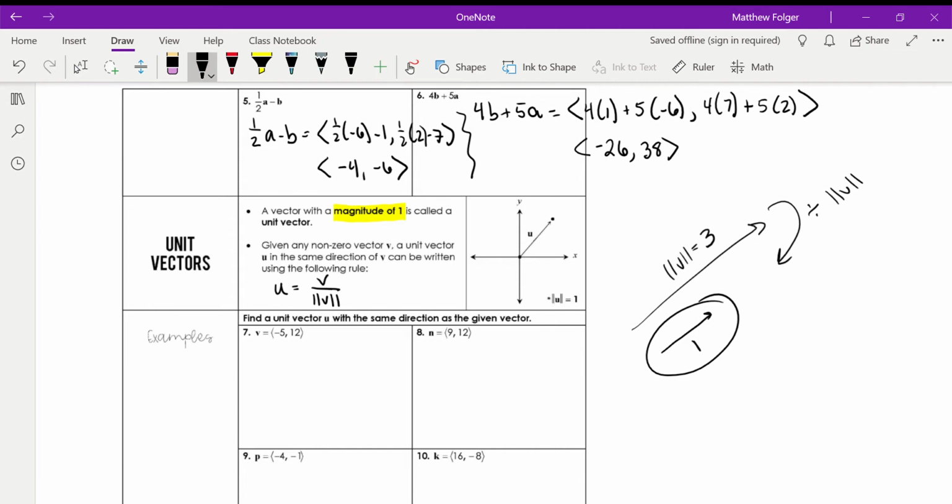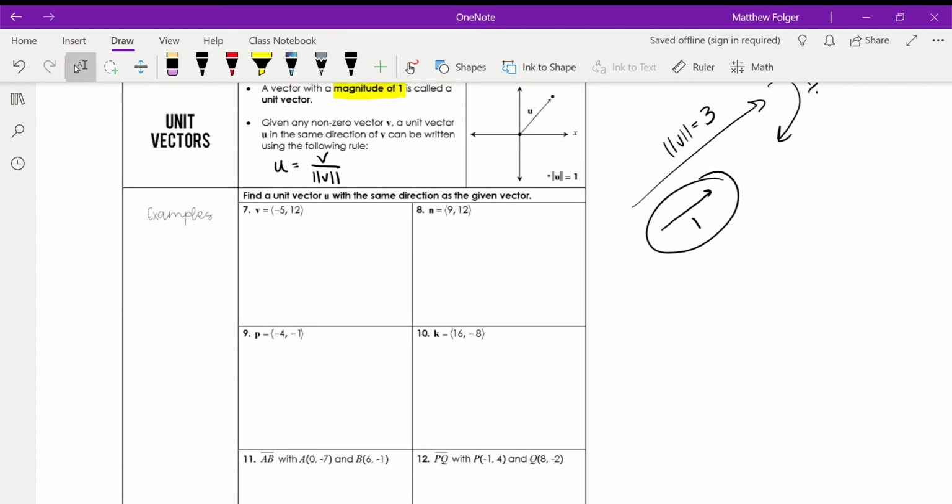So, a couple examples here. This first vector is negative 5, 12. First we want to find the magnitude, because that's what we're going to have to divide by. So it's going to be the square root of a squared plus b squared, which is the square root of negative 5 squared plus 12 squared. I'm writing kind of small because I'm going to need the space. 25 plus 144 is 169. So the square root of 169 is 13.